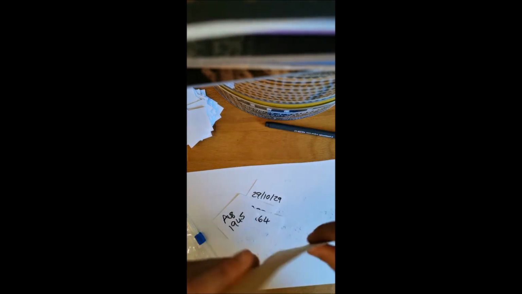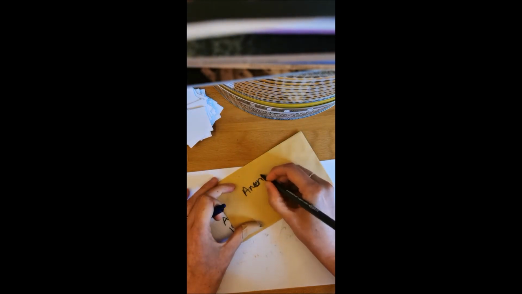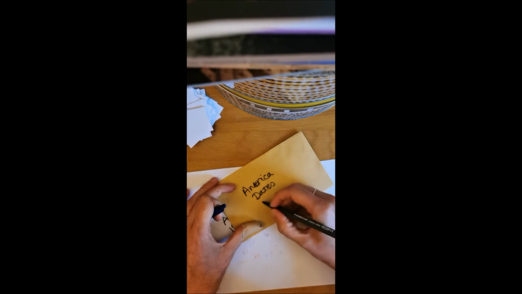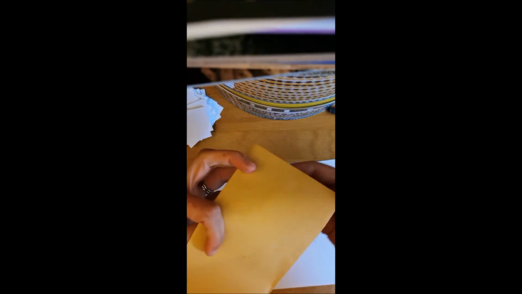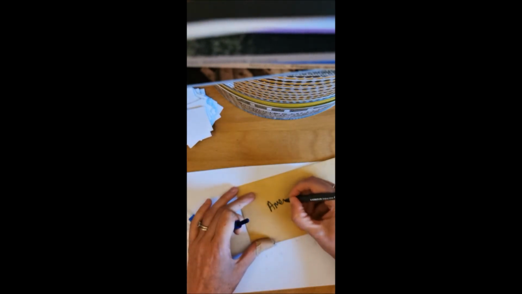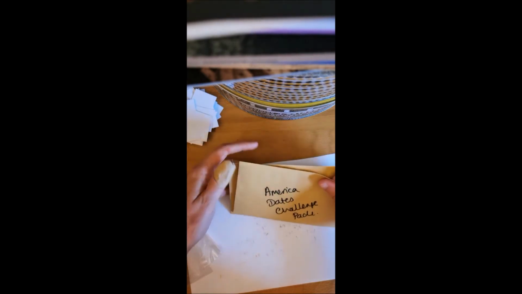In they go. Turn it over and I'll write on the front: America dates starter pack. All right, so I've got them all in there, good to go. And then in the other envelope, I can chuck my challenge ones in there. There we go, and label it accordingly: America, dates, challenge pack. So I know exactly where they are if I want to use them. Okay, they're all good to go.